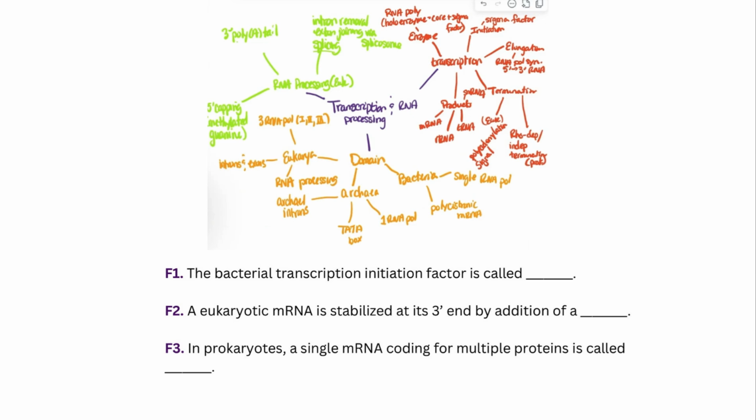On to our questions. Number 1, the bacterial transcription initiation factor is called blank. Number 2, a eukaryotic messenger RNA is stabilized at its 3' end by addition of a blank. Number 3, in prokaryotes, a single messenger RNA coding for multiple proteins is called blank.